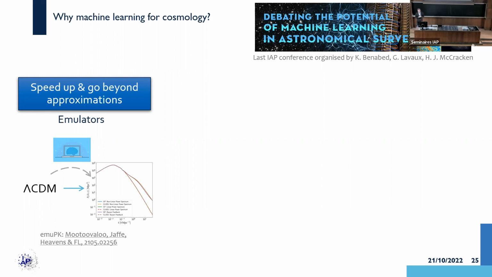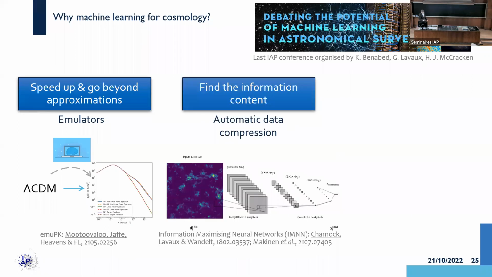First reason to use machine learning in cosmology, try to speed up and go beyond approximations. That's the field of building emulators. And here is one emulator, for instance, built by my former PhD student, Hari Mutuvalu, where he tried to bypass the class code, the Boltzmann solver, which goes from parameters of lambda CDM to the power spectrum. This is something for which you can build an emulator out of Gaussian processes or neural networks if you want, which essentially provides some advantages such as faster calculation and gradients.